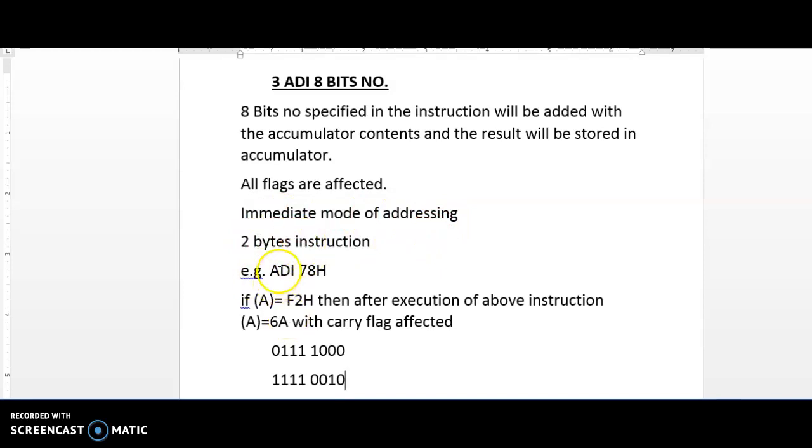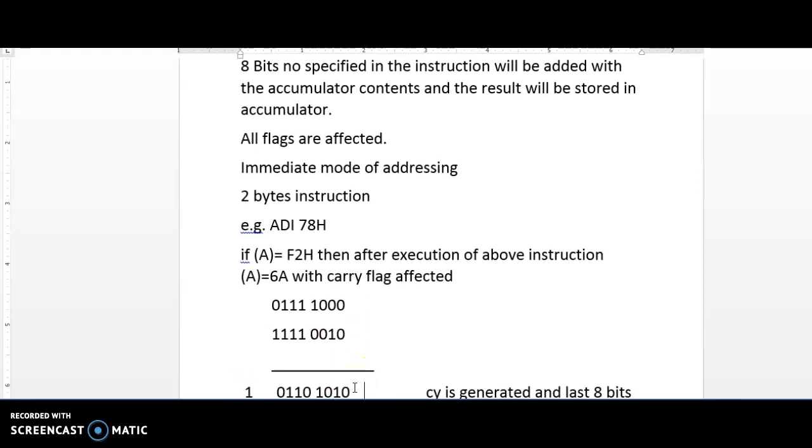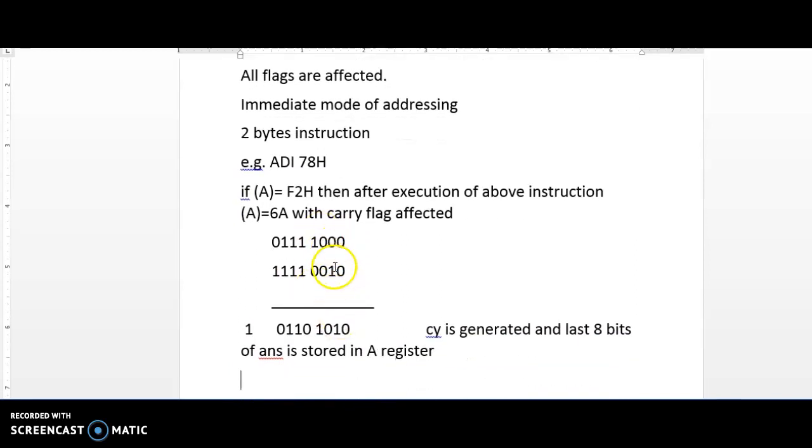For example, if I say ADI 78, suppose the accumulator has F2, correct? And I am adding now 78 to the F2. Now if you see, when these are added, 0 plus 0 is 0, 0 plus 1 is 1, 1 plus 0 is 1, 1 plus 1 is 10, 1 for carry, and so on, with carries propagating through the higher bits. And the carry is generated. This is the 9th bit of the answer.